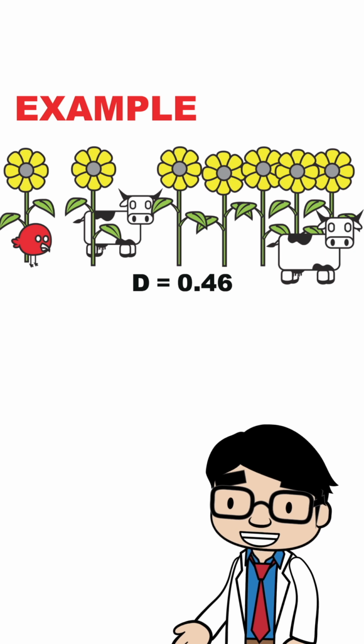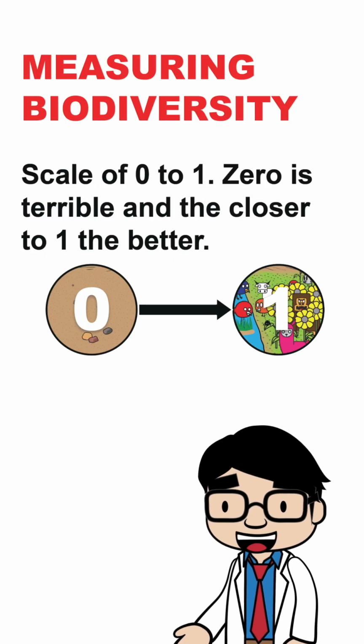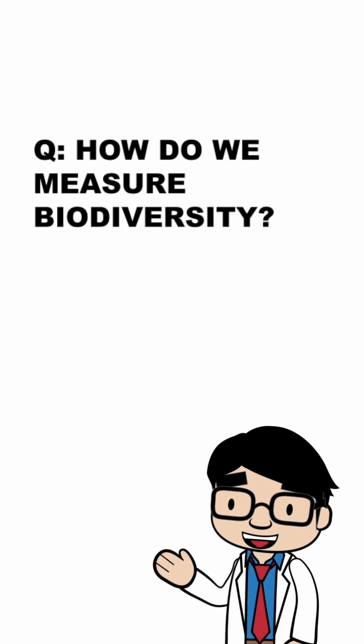The Simpson Index of Diversity is on a scale of 0 to 1, where 0 is terrible biodiversity and the closer to 1 the better. Now you should be able to answer the question, how do we measure biodiversity?